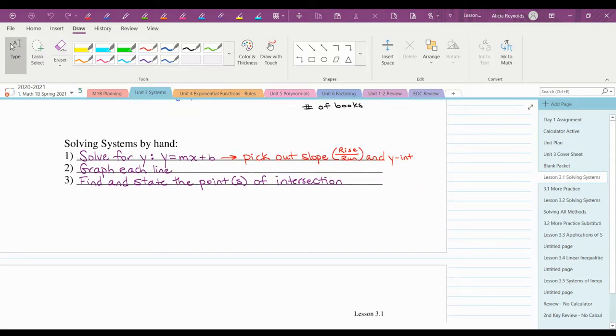So for our steps for solving the systems, we need to solve for y so we can have our equation in slope-intercept form. And remembering that our slope is rise over run and the b value is our y-intercept. Then I'll need to graph each line, starting with the y-intercept and then using the slope to find other points on the line, and then finding the point of intersection. So we do need to be able to graph these by hand if we're given graph paper, but we also need to be able to do these in Desmos or the TI-84 on your Chromebook.